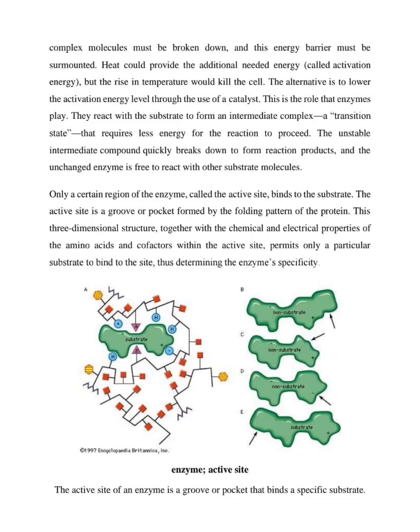Only a certain region of the enzyme called the active site binds to the substrate. This figure shows the active site is a groove or pocket formed by the folding pattern of the protein. This three-dimensional structure together with the chemical and electrical properties of the amino acids and cofactors within the active sites permits only a particular substrate to bind to the site, thus determining the enzyme's specificity. The active site of an enzyme is a groove or pocket that binds a specific substrate.